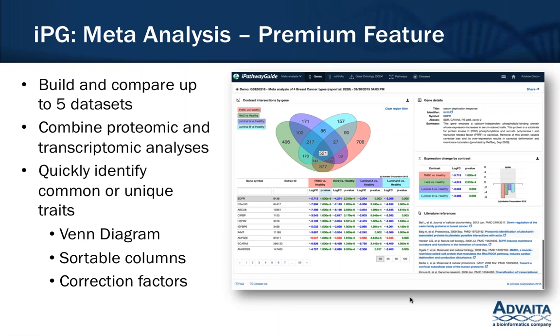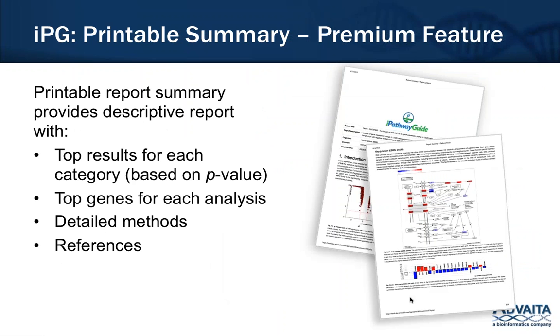The other premium feature, and I think this is one of the things that is a huge win for larger labs as well as core facilities, is this printable report. This is an automatically generated report, and I'll show you an actual one here in just a minute, but it's about an 18 to 20 page paper that's automatically generated based on your data, and can be used as supplementary material for either publications or grant applications and the like.